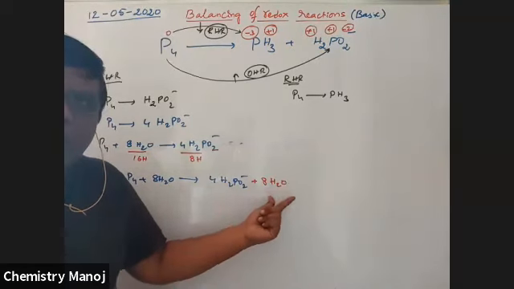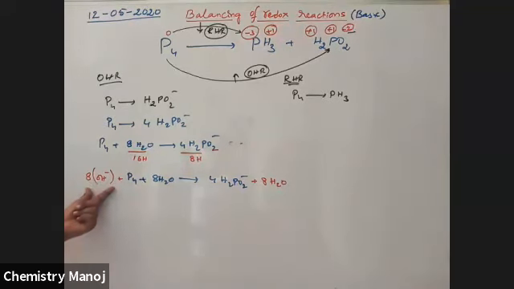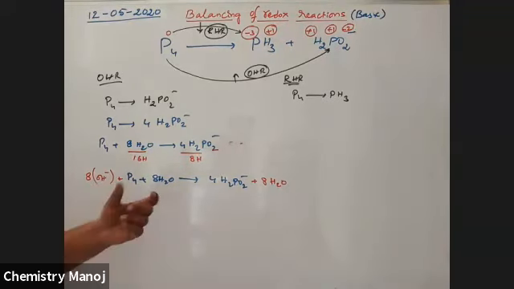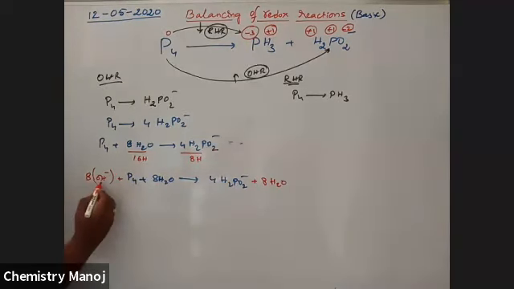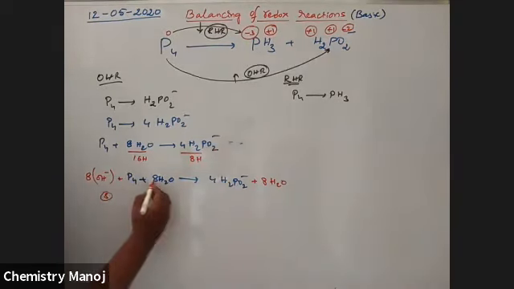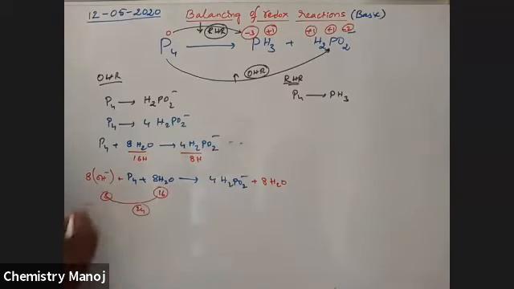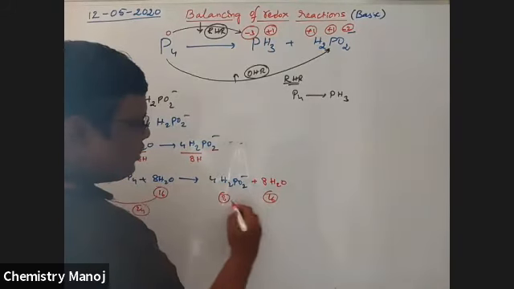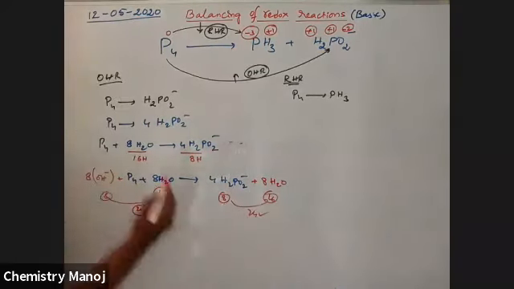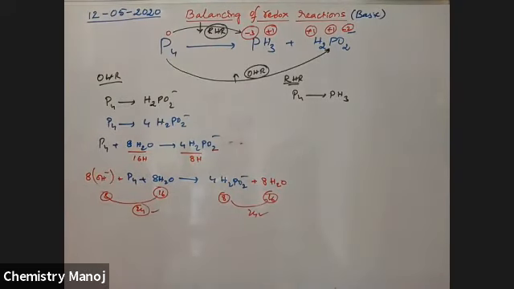Add the same number of water molecules and the same number of OHs on opposite sides. Now check the hydrogens. So here 8 hydrogens, here 16 hydrogens, total 24 hydrogens. Here 8 hydrogens, here 16 hydrogens, total 24 hydrogens. Now it is balanced. Is this clear?